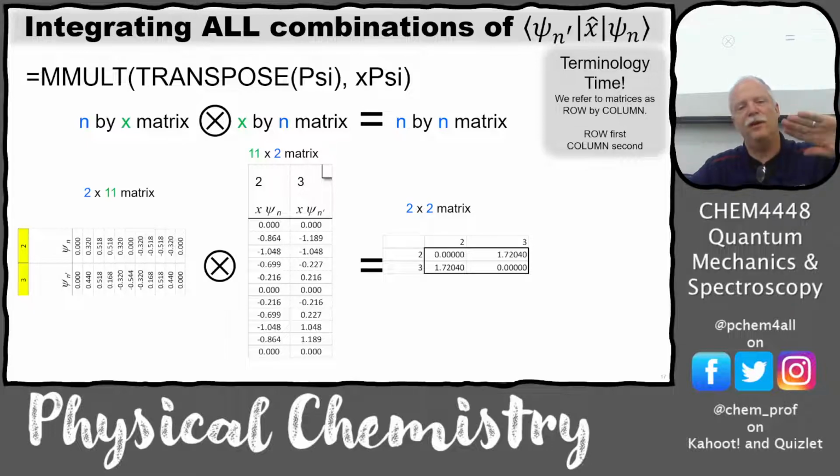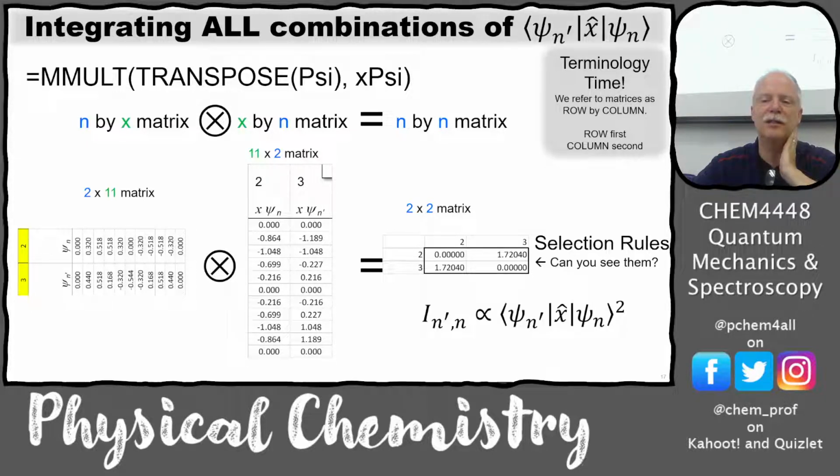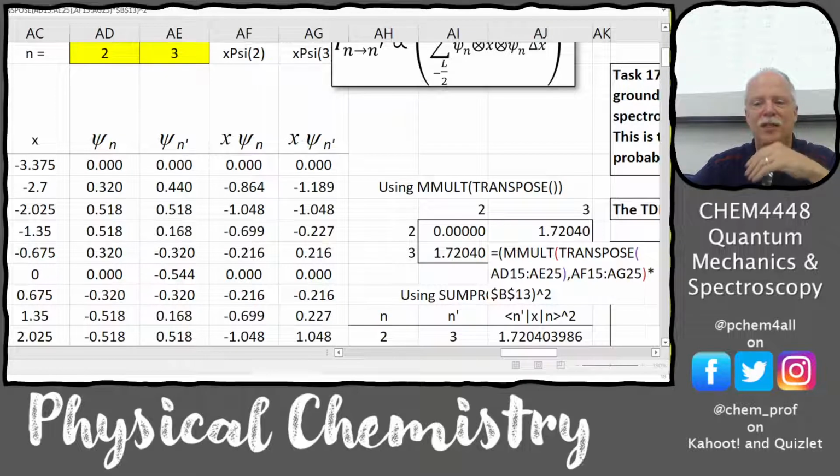I take the wave functions times x psi columns, those perturbed wave functions, and I get that 2 by 2 matrix. And you can see those selection rules. At least for these 2 states, we can see which ones are allowed. When you get your spreadsheet built, you can go change the quantum numbers. You can go 3 and 4. You can do 1 and 4, 1 and 5. You can see what kind of selection rules are available. This is just zooming in. Here's the M-mult formula for that matrix.